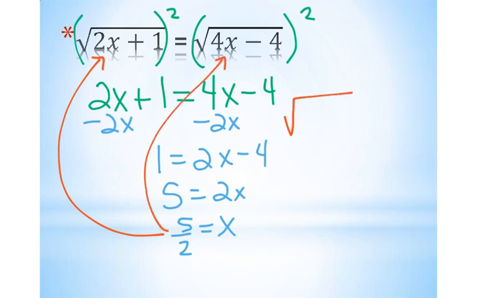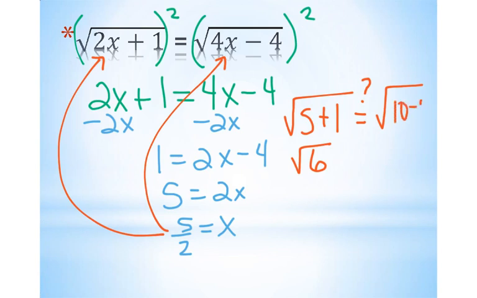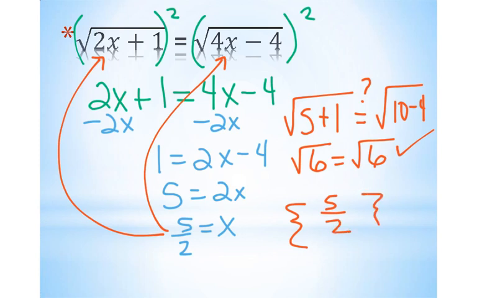So I'll have the square root of 2 times 5/2 is 5, plus 1, so that's the square root of 6. On the other side, seeing if that's equal, I'm going to have the square root of 4 times 5/2, that will be 20/2 or 10, minus 4, and so that's equal to the square root of 6, which is equal, and so that works. So my solution is 5/2.